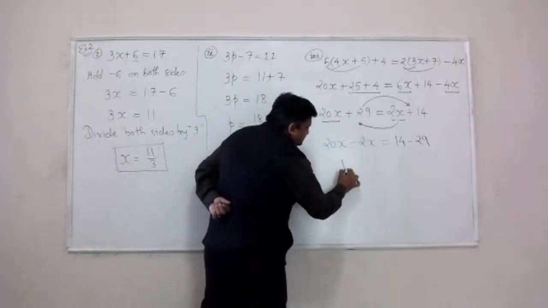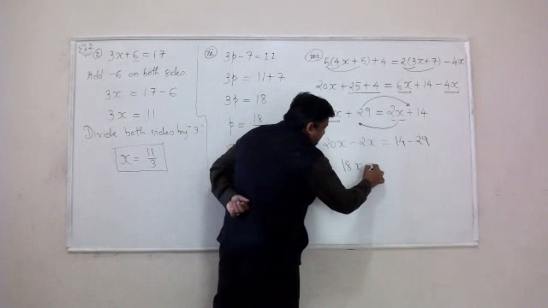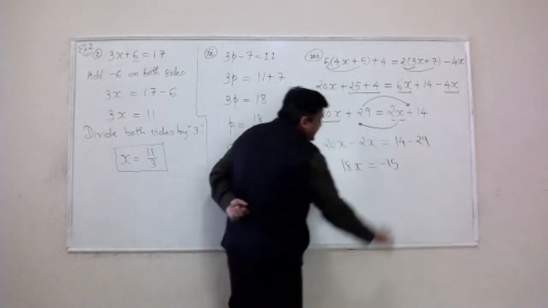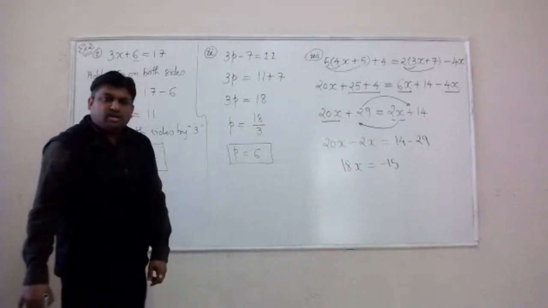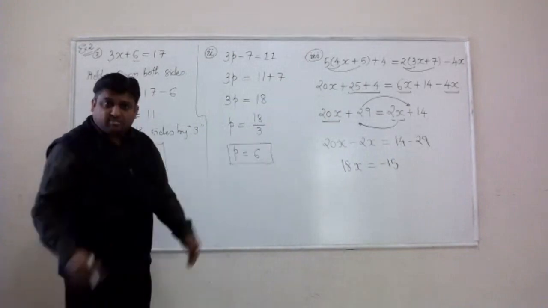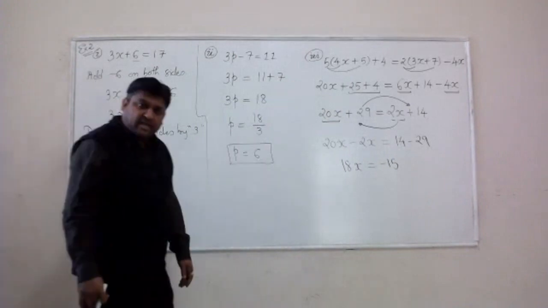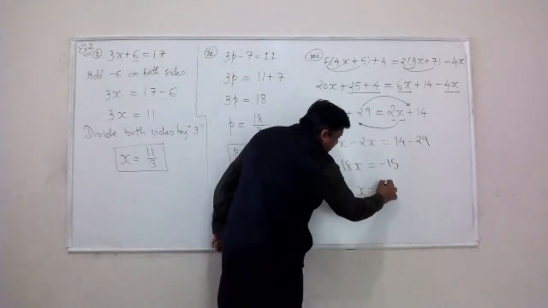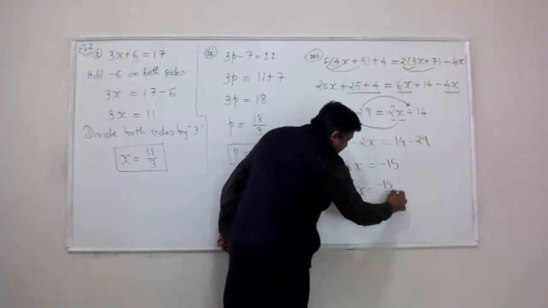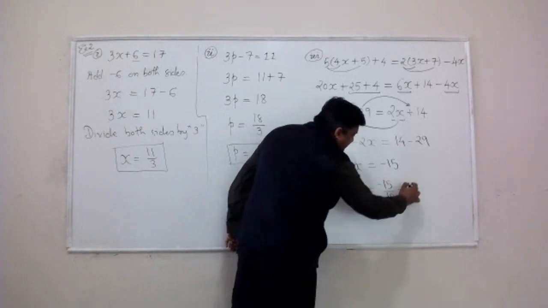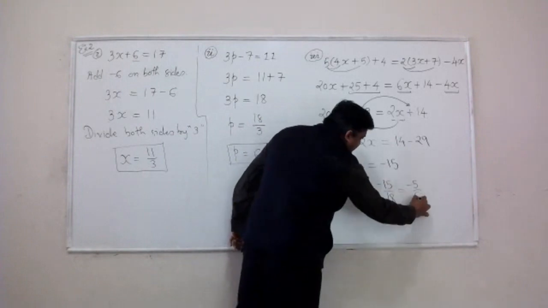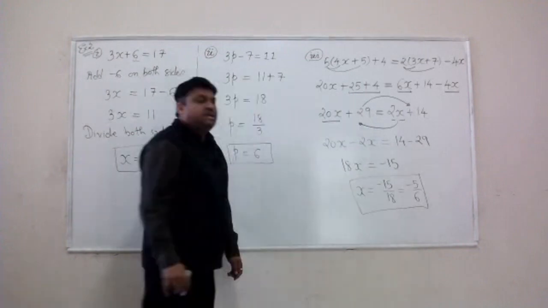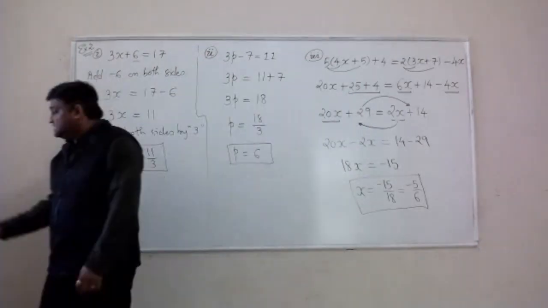20x minus 2x, that's 18x, and 14 minus 29, that's negative 15. To solve this for x, I must divide both sides by 18. Let's do that. Divide both sides by 18. There is a common factor 3 in the top and the bottom. Cross it out. Your final answer will be negative 5 over 6.